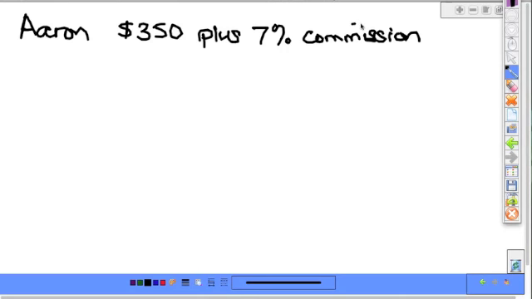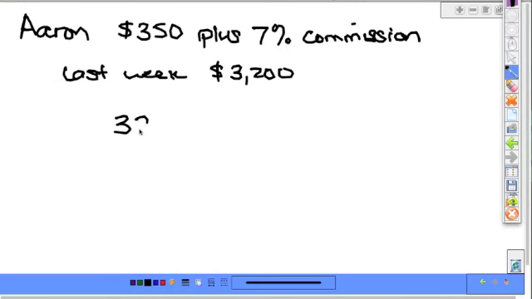Okay? Last week, he earned $3,200. So what was his total pay? How much did he make completely? So we're going to take the amount that he earned last week, which is $3,200. We're going to times that by his commission rate. But remember, we have to put that in decimal form, so it's decimal 0.07. And that'll give us his total that he made on sales.